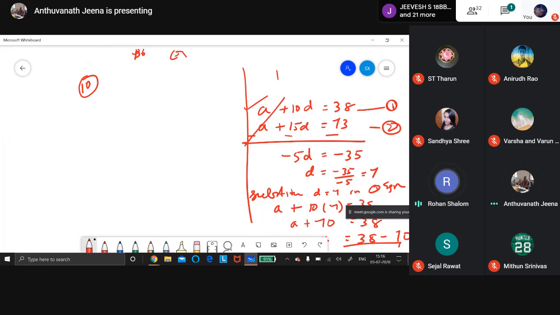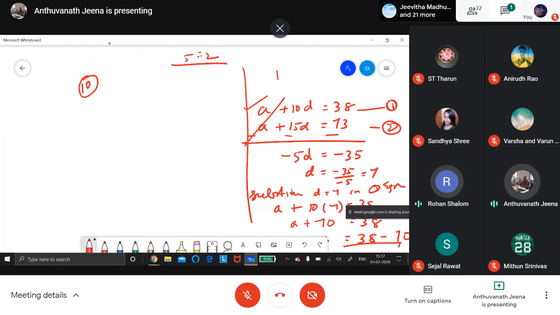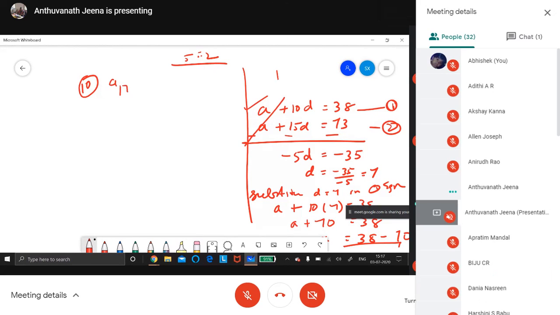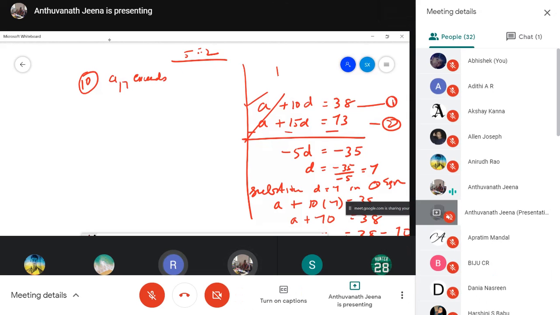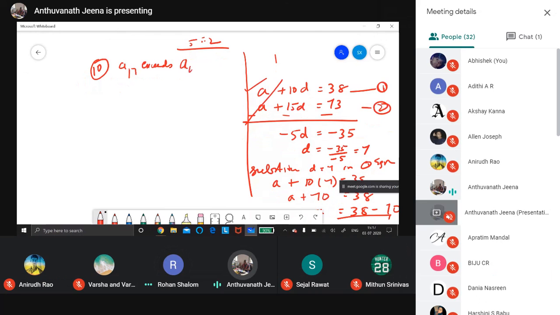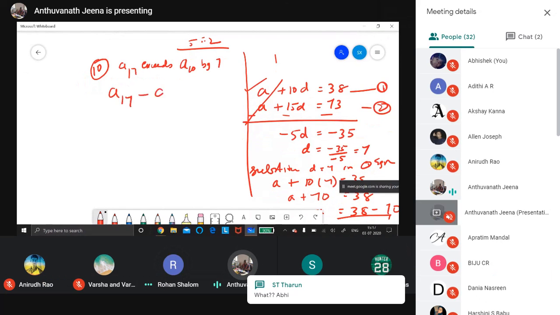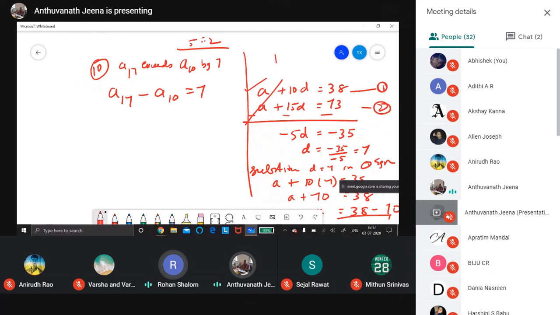Exercise 5.2. Okay, 10th sum. The 17th term of an AP exceeds its 10th term by 7. The meaning is A17 minus A10 is equal to 7. Find the common difference.